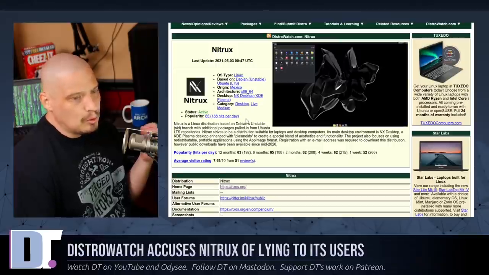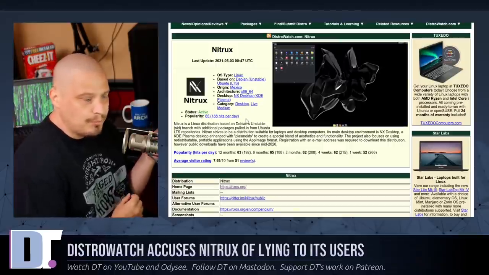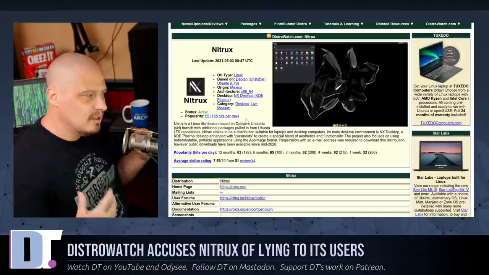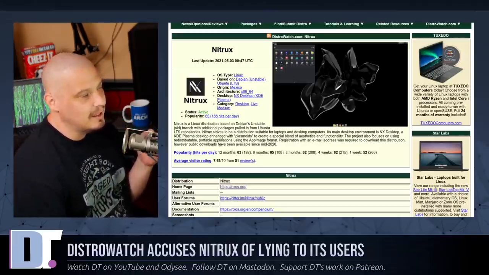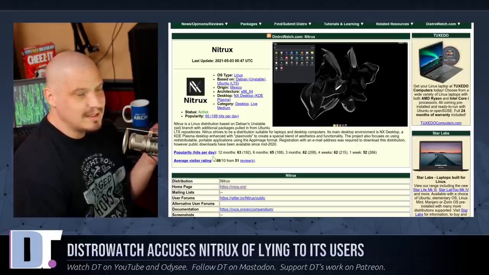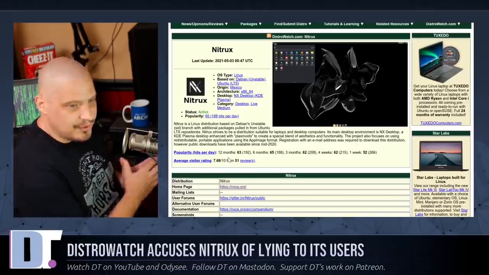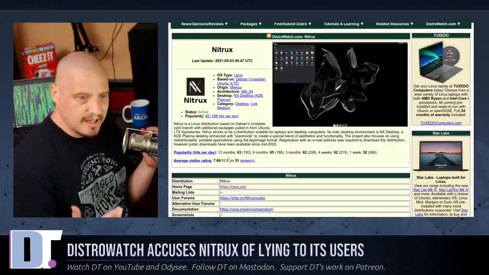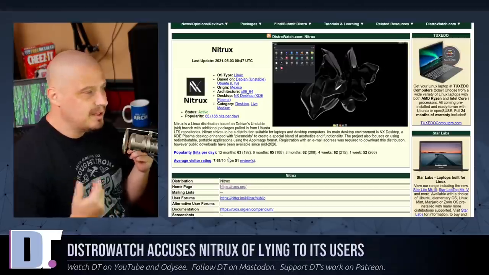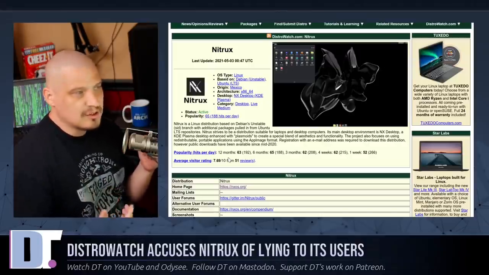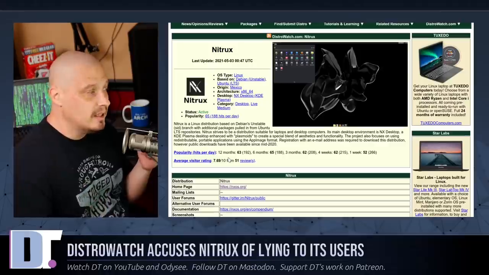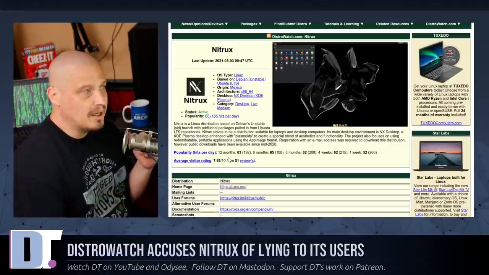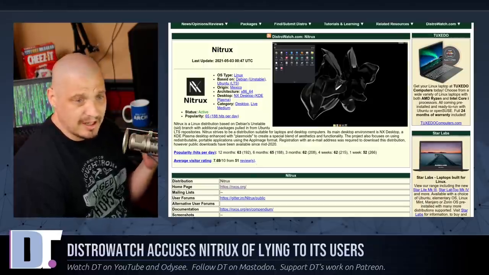Why would you pull from both Debian Unstable and Ubuntu LTS, which is based on Debian Stable? Because wouldn't you have some conflicting things going on? So even reading this, it didn't make much sense, but I assumed that the DistroWatch guys did their homework and that they were correct. So on camera, I said Nitrux is based on both Debian and Ubuntu, and immediately I got several people in the comments saying, no, DT, that's wrong. That's just some misinformation spread by DistroWatch, and the Nitrux guys are not happy about it.